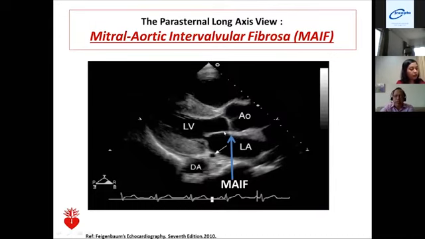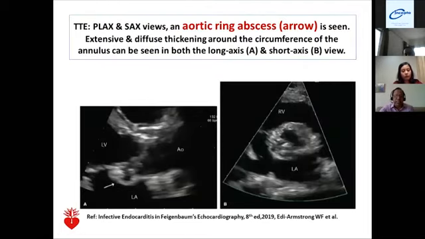And this is the normal 2D parasternal long axis view to show the mitral aortic intervalvular fibrosa area. This area is important because its thickness is less than 3 mm and it is less vascular. So it is vulnerable in infective endocarditis for formation of the abscess. And this is the parasternal long axis zoom view of transthoracic echo, and you can see the thickening of the mitral aortic intervalvular fibrosa, and this is the echodense and echolucent area. This is the posterior wall of the aorta, and it has been thickened.